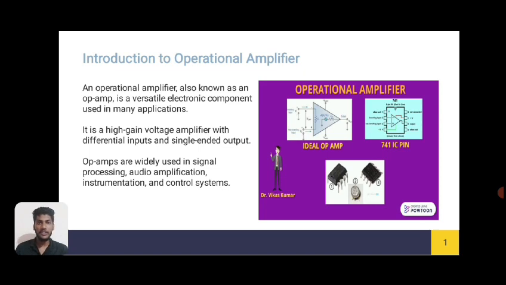First of all, introduction to operational amplifier. An operational amplifier is also known as an op-amp. It is a versatile electronic component used in many applications. It is a high gain voltage amplifier with differential inputs and single-ended output. Op-amps are widely used in signal processing, audio amplification, instrumentation, and control systems. You may see in the diagram, operational amplifiers are like ideal op-amp.